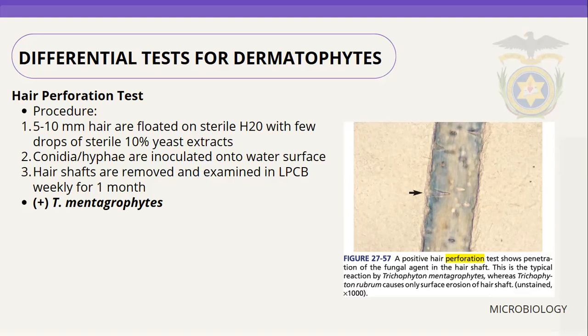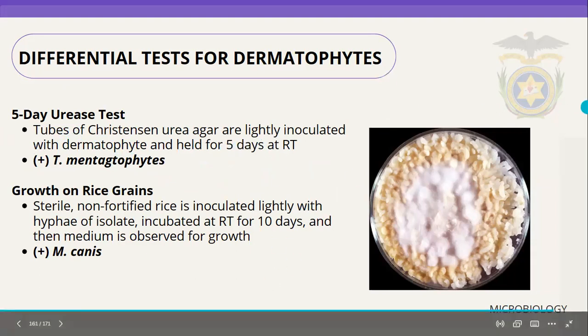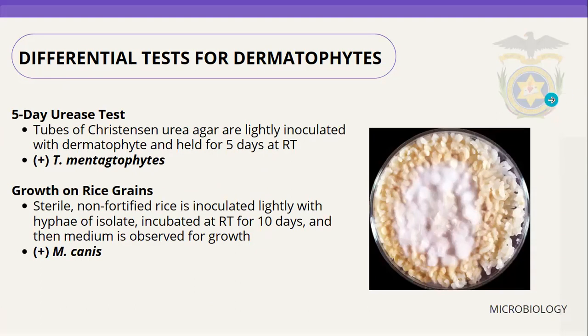And the last step is we have hair shafts are removed and examined in lactophenol cotton blue weekly for 1 month. So this test is presumptive for the identification of Trichophyton mentagrophytes because it is hair perforation positive. Next, our next test rather, is we have our 5-day urease test. So tubes of Christensen urea agar are lightly inoculated with dermatophyte and held for 5 days at room temperature. So Trichophyton mentagrophytes is 5-day urease positive.